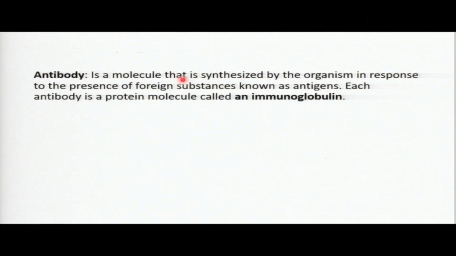So antibody is a molecule that's synthesized by an organism in response to the presence of foreign substances known as antigens. Each antibody is a protein molecule called immunoglobulin. They are going to be synthesized or produced once there is presence of this foreign material known as antigens. Those antigens can be found on the surface of pathogens. So this is antibody.